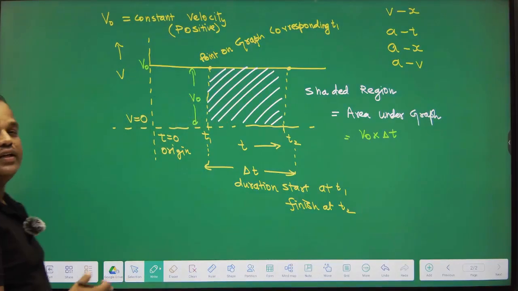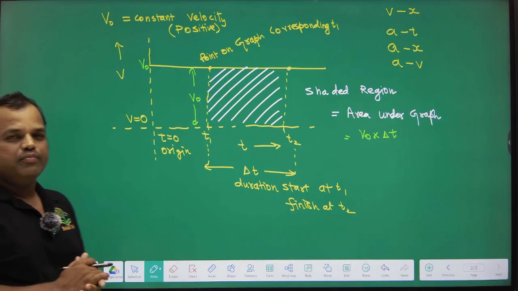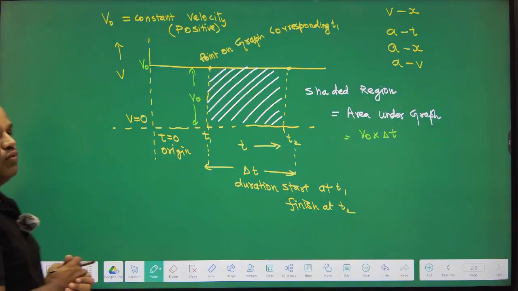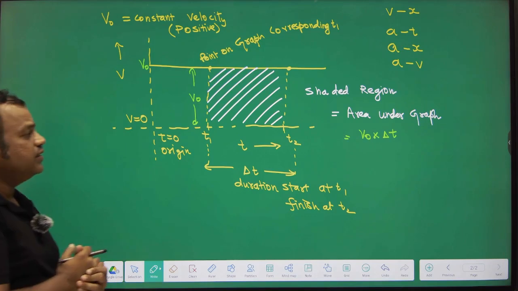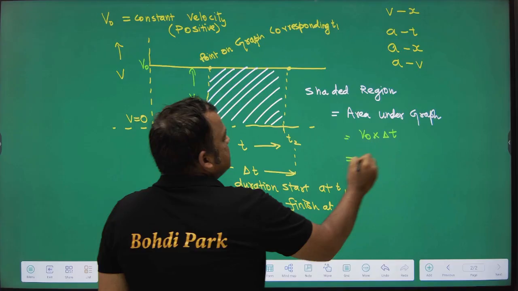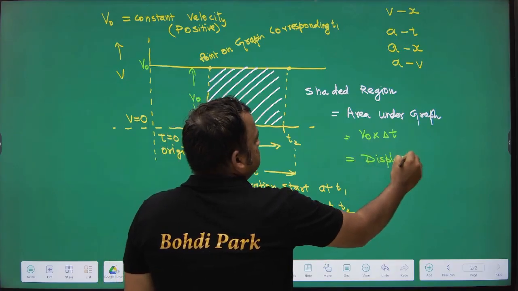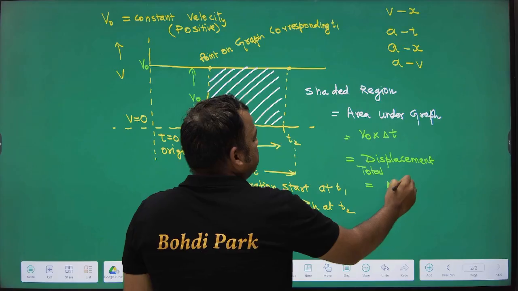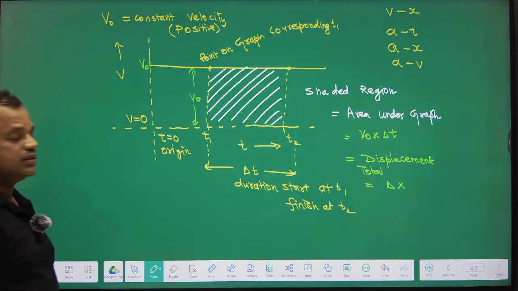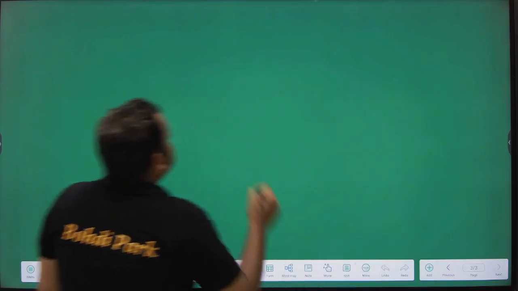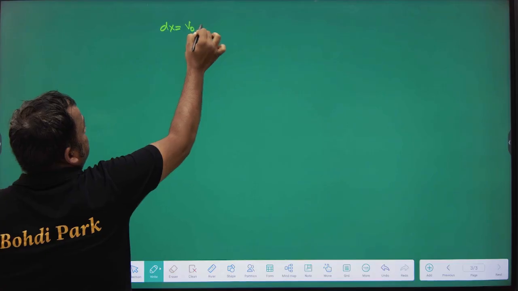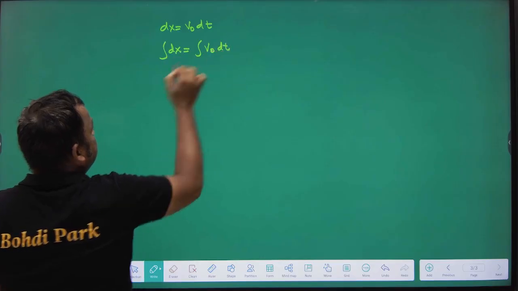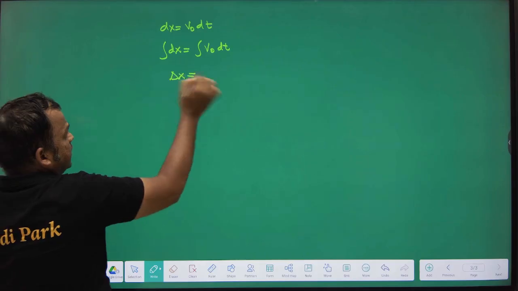Now what is this quantity v naught into delta t? In physics, in the previous chapter also, we discussed what v naught into delta t is. If v naught is constant, this is displacement. You can call it total displacement also. It can be represented by delta x. Suppose we write dx equal to v naught into dt. So integration of dx will be integration of v naught dt. Integration of dx will become delta x.